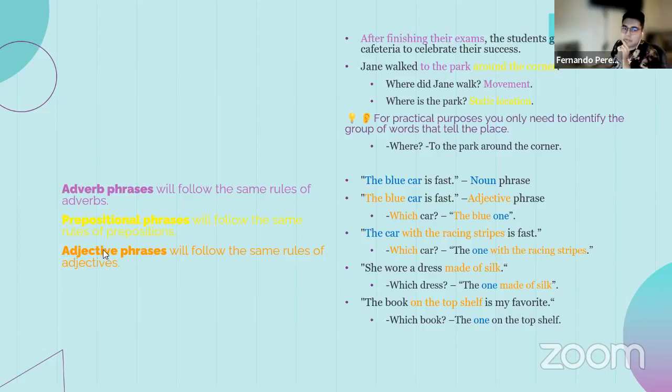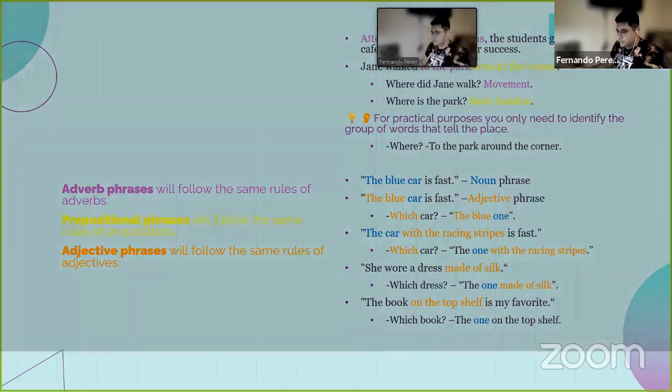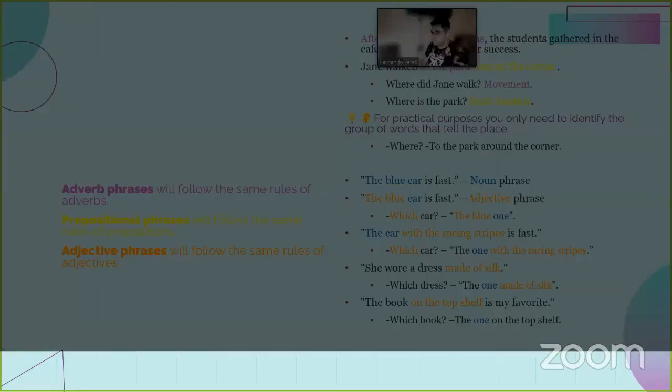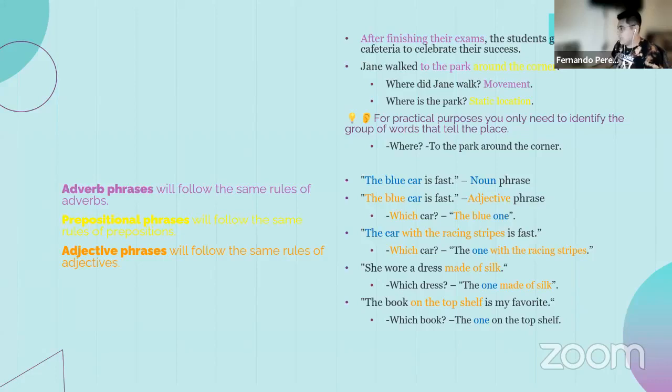I mean, these are adverb, prepositional, and adjective, but what about the green phrases? Anyone? They are related to verbs, teacher. Of course, a verb phrase is a group of words that together put the verb, but where can we consult them? Because yesterday we spoke about that. Where can we study them from?